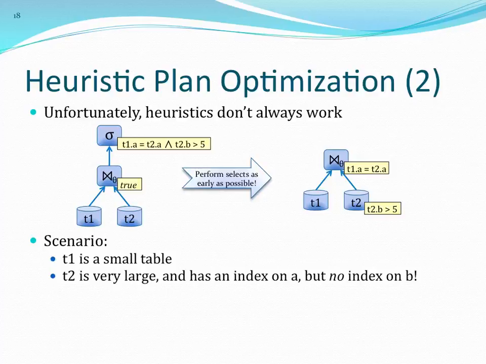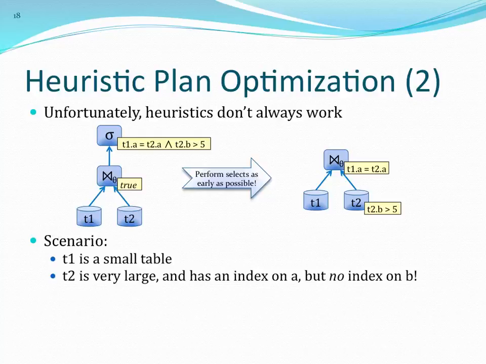So the scenario is T1 is a small table and T2 is very large and has an index on A but no index on B. Now we haven't talked about indexes yet. Just discussing what we have discussed so far about join algorithms, you might say, let's assume nested loop join. What I want is for the small table to be on the right, because I can fit it into memory. Then I have my large table on the left, but at least I'm eliminating a bunch of disk seeks because I only read the small table once, and then it's in memory, and I can just scan through the large table.